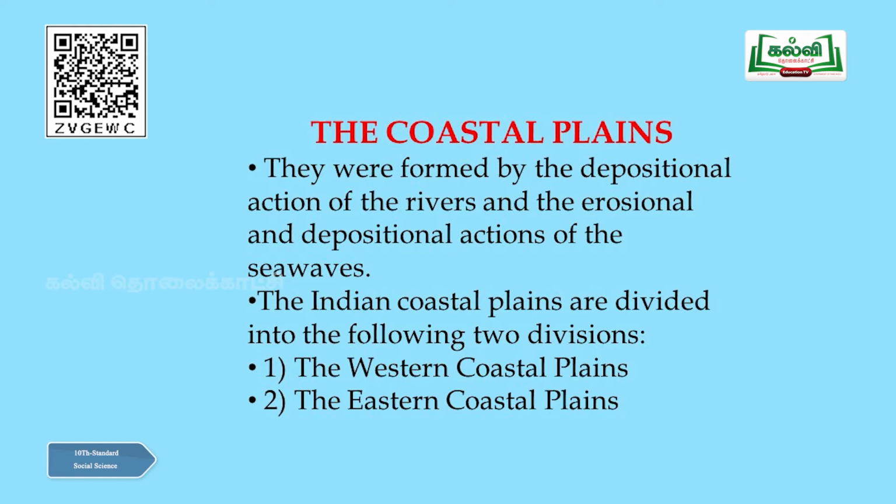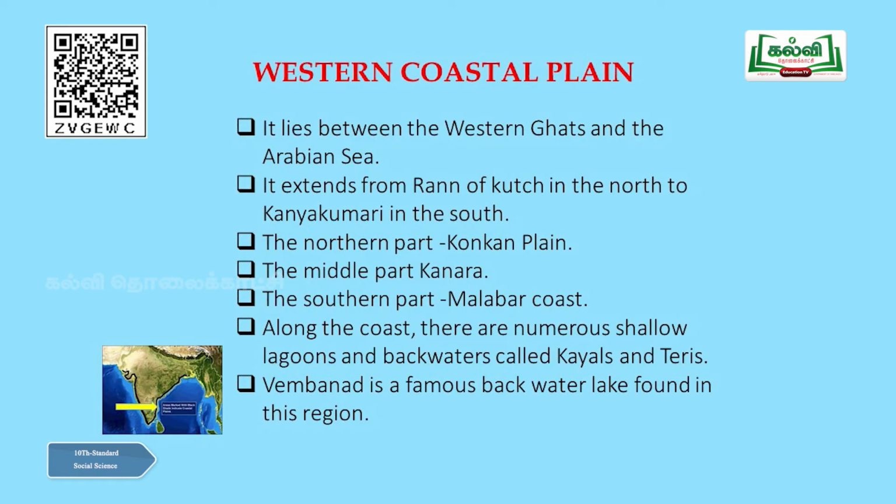One is the Western Coastal Plain, another one is the Eastern Coastal Plain. First, we are going to see the Western Coastal Plain. This Western Coastal Plain lies between the Western Ghats and the Arabian Sea. It extends from the Rann of Kutch in the north to Kanyakumari in the south. This entire Western Coastal Plain is broadly classified into three divisions.